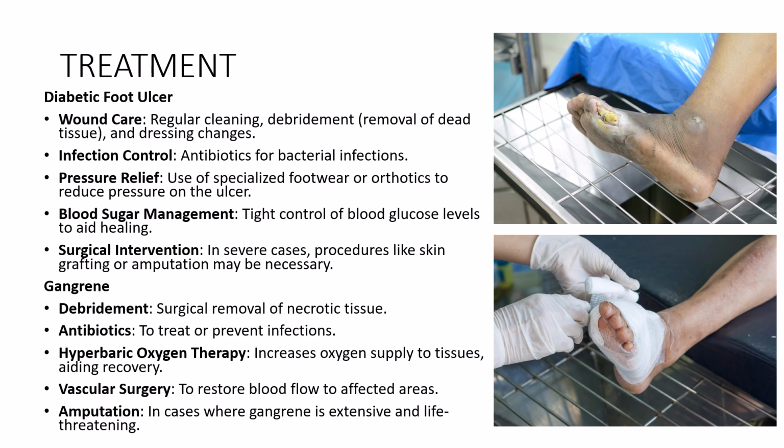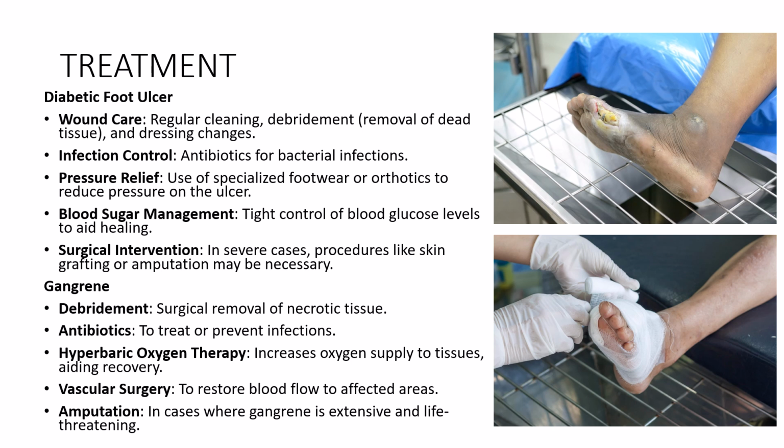Then how do we do the treatment? Firstly, it won't be directly gangrene. It would firstly start with the diabetic foot ulcer. For the diabetic foot ulcer, we'll do firstly the wound care, that is regular cleaning, debridement and dressing changes. Then we have the infection control, that is antibiotics for the bacterial infection. Then pressure relief will be given, that is we can use certain orthotics or specialized footwear that reduces pressure on the ulcer. Then we have to manage the blood sugar of the patient, which requires tight control of the blood glucose level to aid the healing. And then we go for surgical intervention in severe cases, for example procedures like skin grafting or amputation if it's necessary.